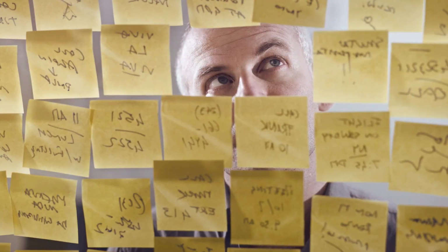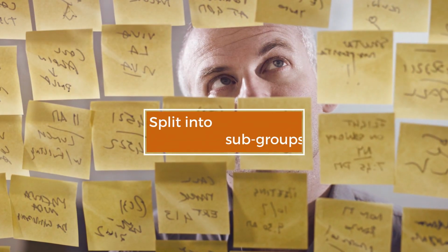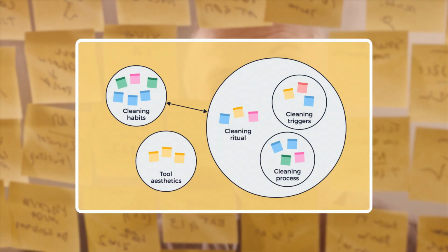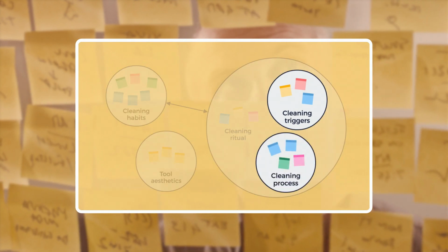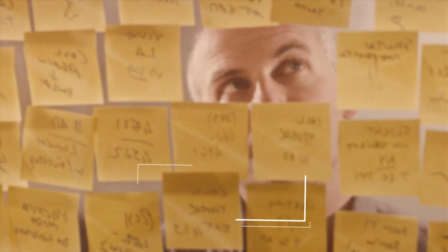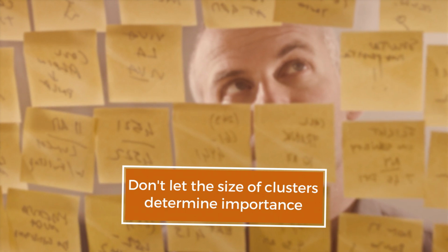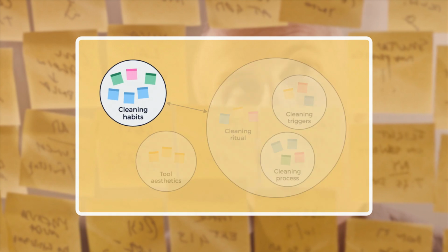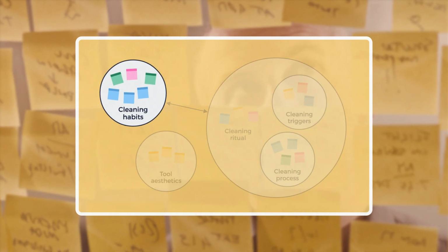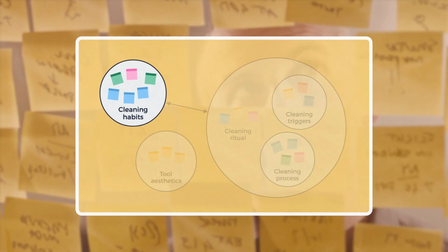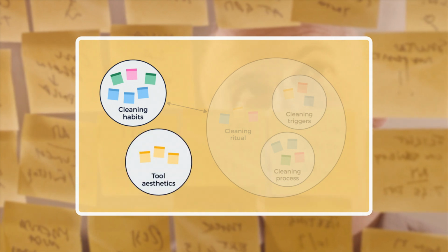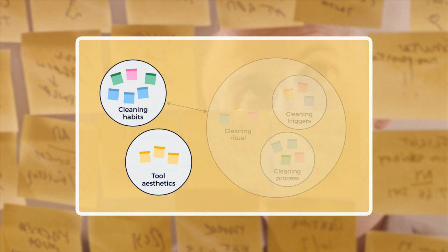If you find that a cluster is becoming too large, consider splitting it into subgroups. For example, that Cleaning Ritual cluster might be broken down into Cleaning Triggers and Cleaning Process subgroups. Either way, don't let the size of the clusters determine the importance you attribute to them. The fact that there are many data points about something doesn't necessarily mean that it has potential to be a real design opportunity. And a cluster with only a couple of data points might include a particularly important theme.